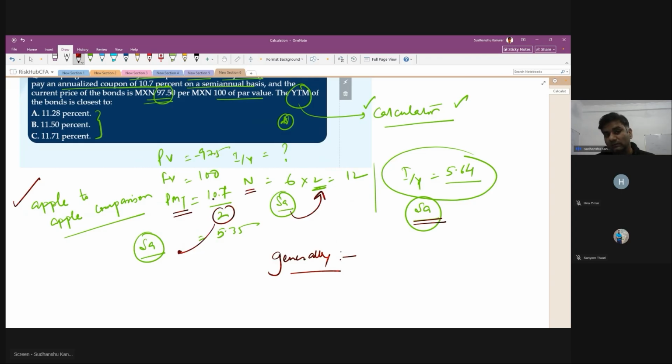Because ultimately it's a financial calculator which is working, it's a machine which is working. Think of your calculator as a computer. If you are doing everything in Word, the answer will not be in PDF. The output will be in Word only. I'm just giving a very crude example, but I'm trying to say machines give output in whatever form the input was taken. So it's a machine which is working.